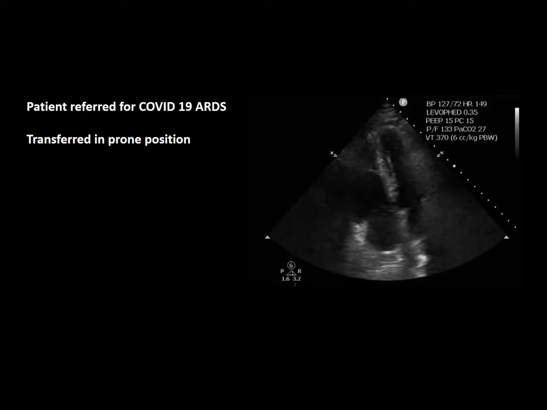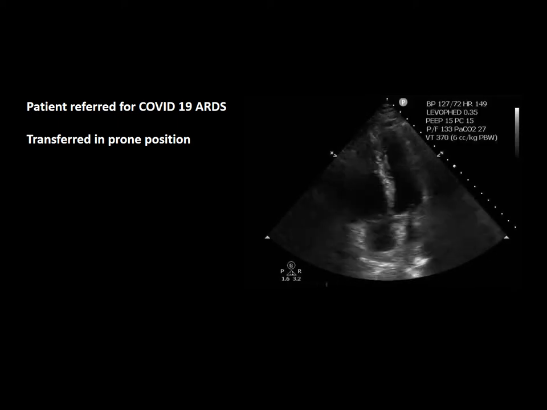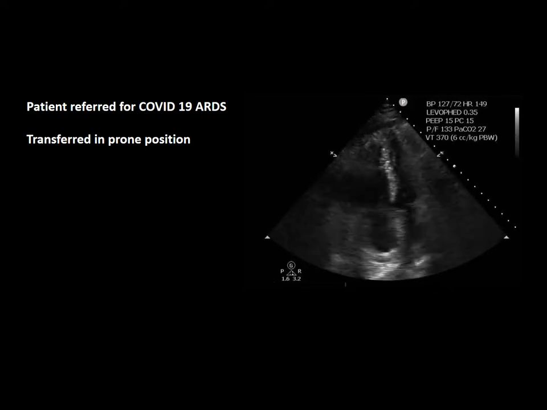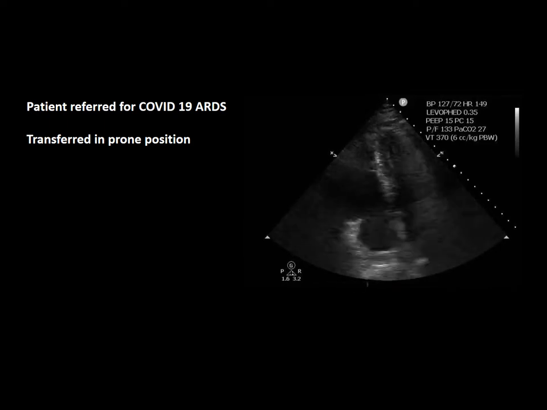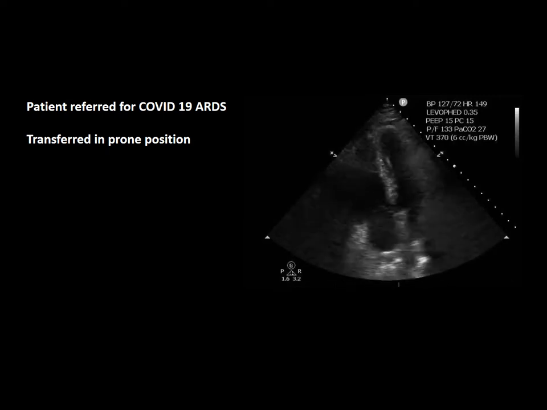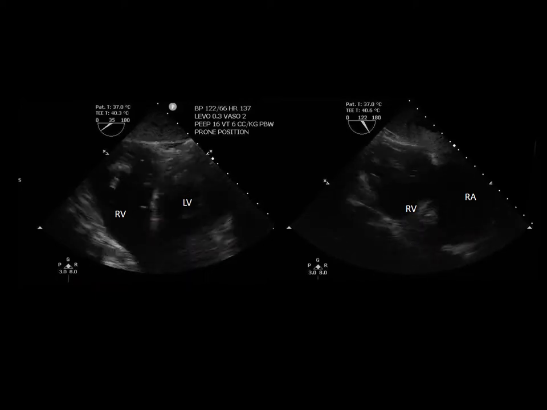This is the example of a patient who was transferred for consideration of ECMO for COVID ARDS, transferred in the prone position. On arrival, he was quite hypoxemic, hemodynamically unstable despite administration of fluid, and my apical four-chamber already showed that the right ventricle was quite dilated and overloaded. But our main question was whether we should anticoagulate this patient.